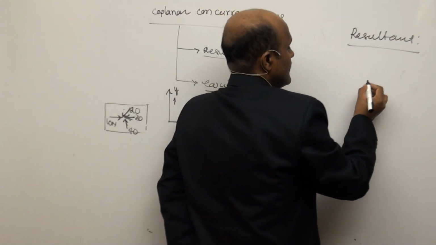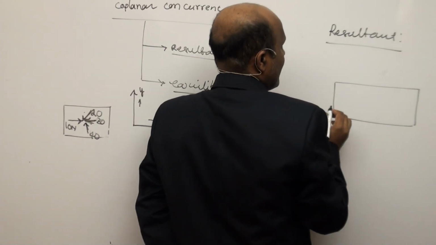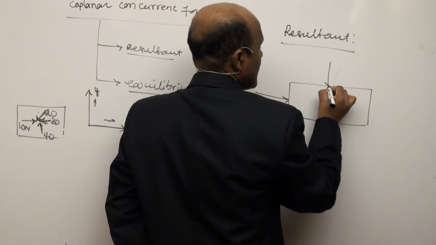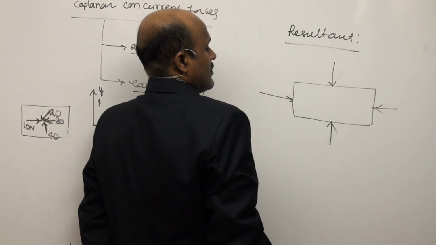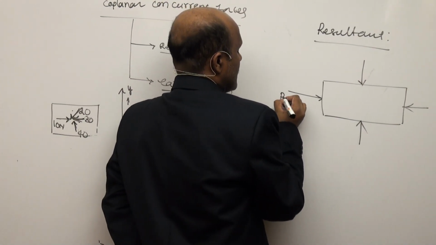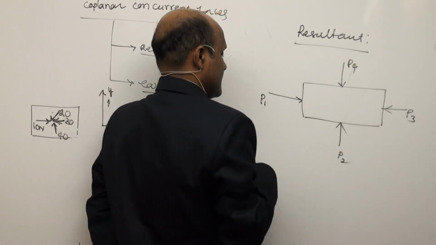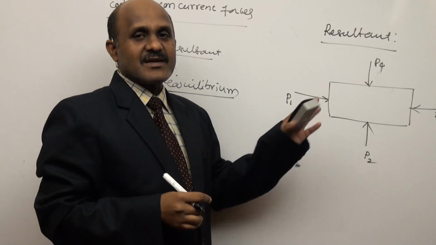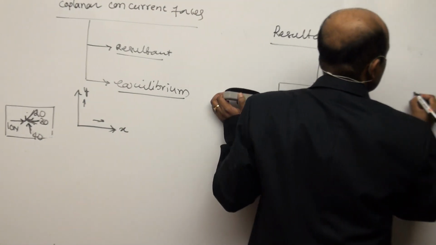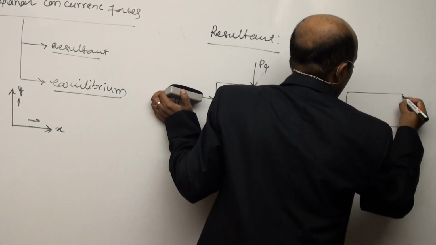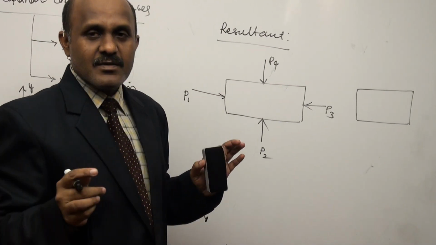Suppose it is a body, and a number of forces are acting on the body. Here it is a P1 force, here a P2 force, here a P3 force, here a P4 force. Whenever a number of forces act on a body, all the forces can be replaced by a single force.